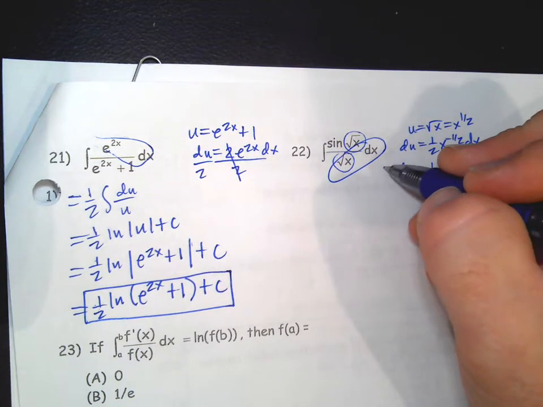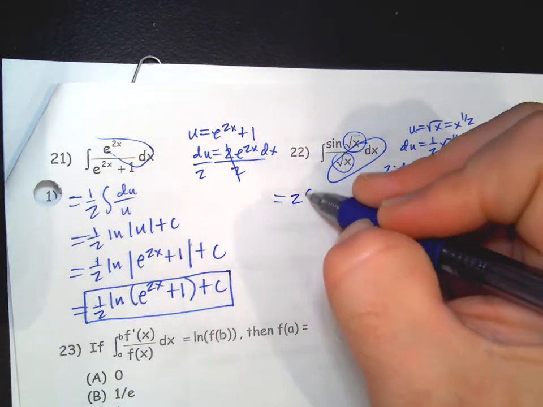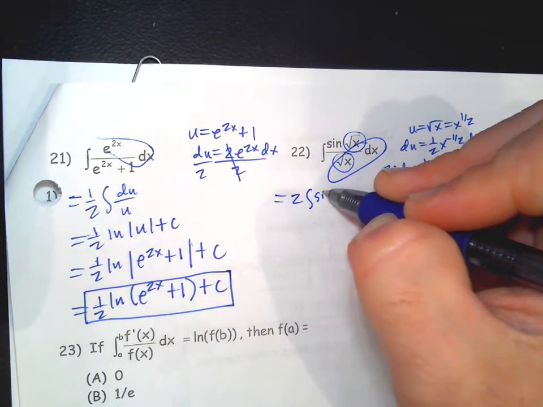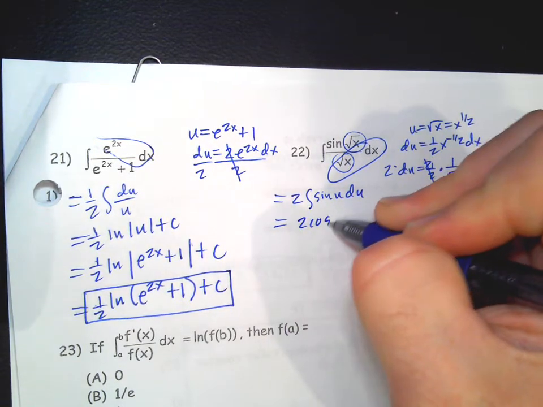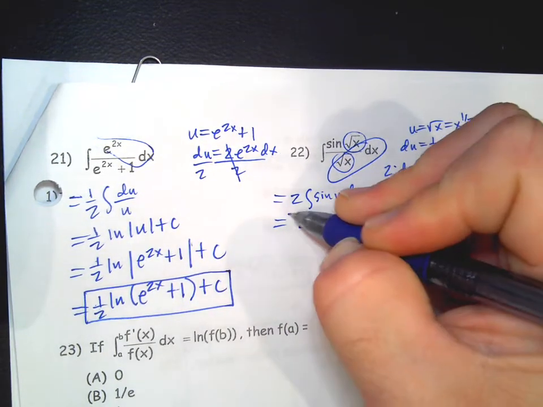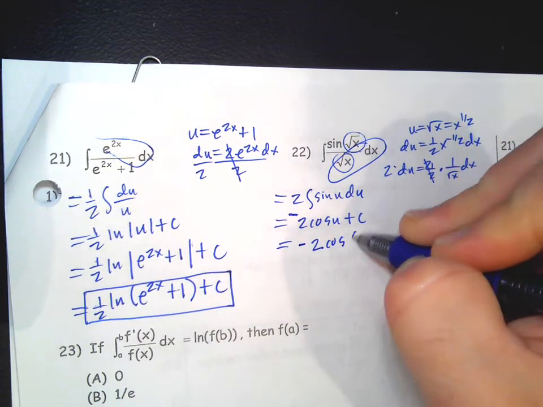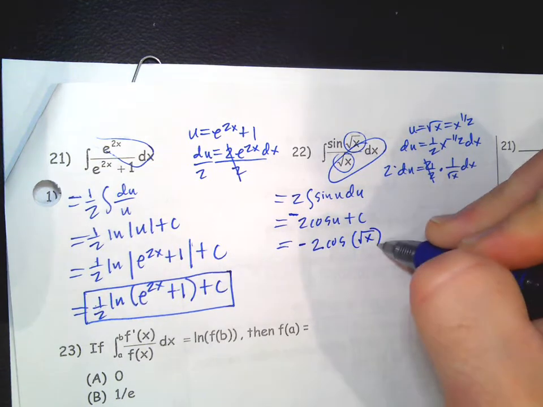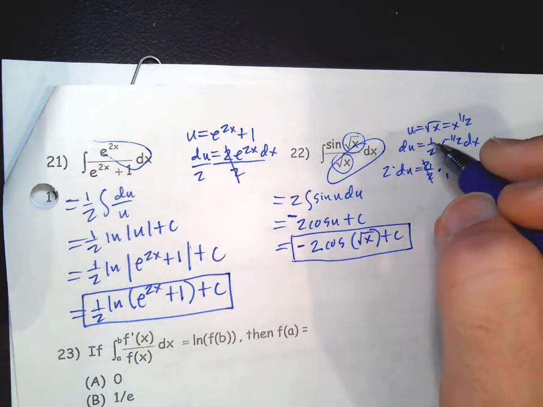So I don't want the 1/2, so we're going to multiply by 2. So this is going to be 2 sine u du. So this is going to be 2 cosine u plus c, make it negative. Rewrite it back in terms of original variables. Okay, all right. There you go.